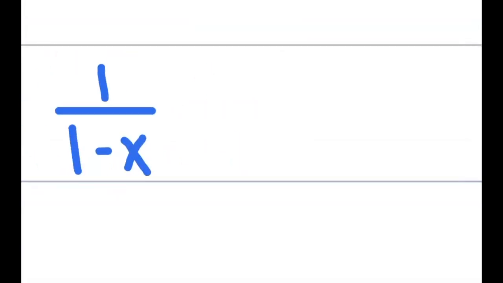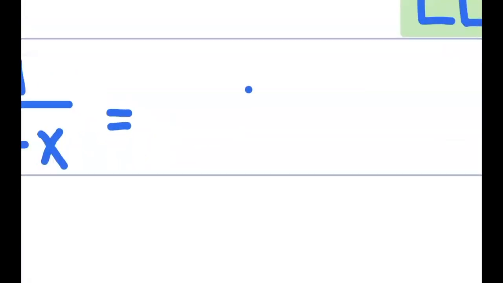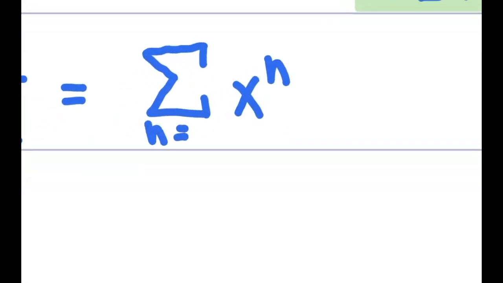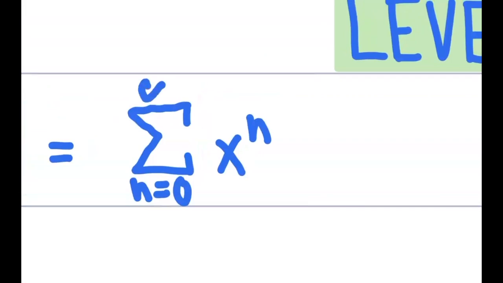For this level, I'm going to use something called Maclaurin series. Ooh, this is reminiscent of something we did recently. Yes, in my last video, I derived the Maclaurin series for 1 over 1 minus x. So we know that 1 over 1 minus x is just the sum of x to the power of n as n goes from 0 to infinity.